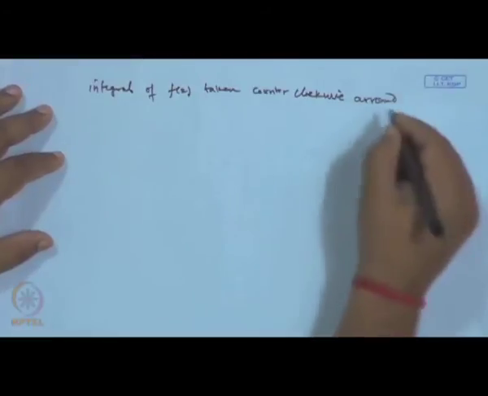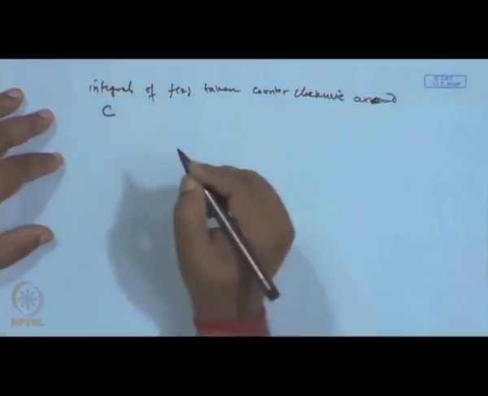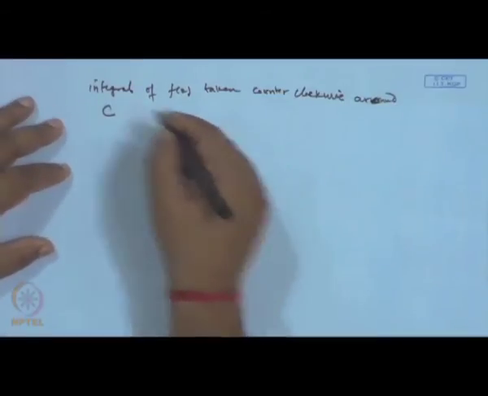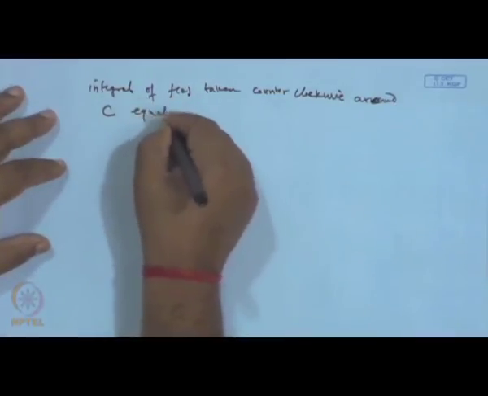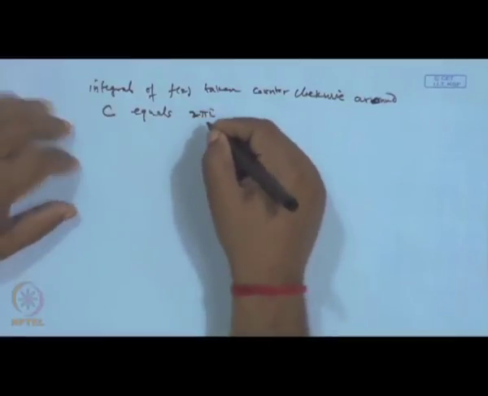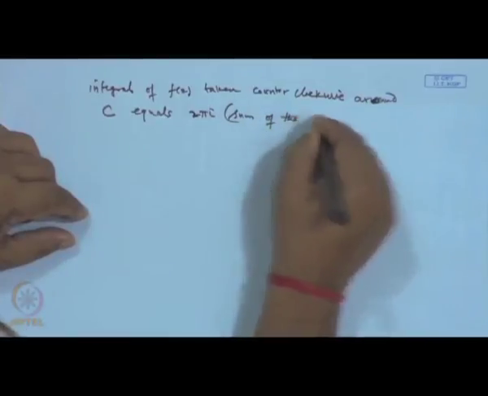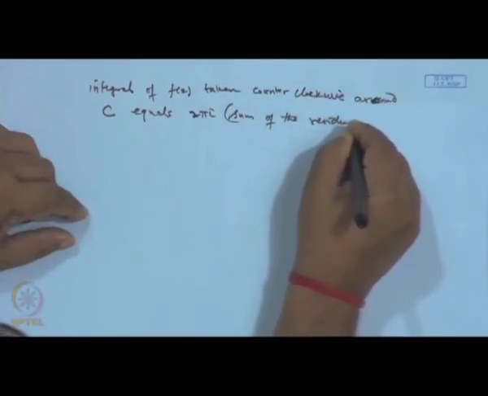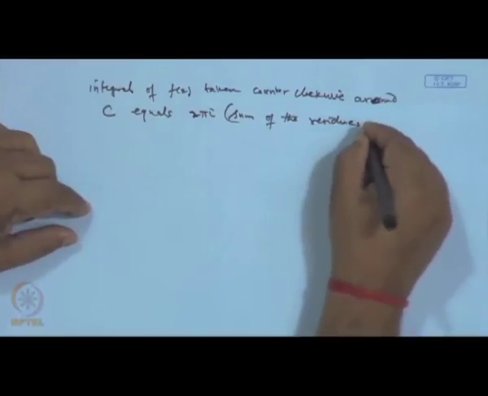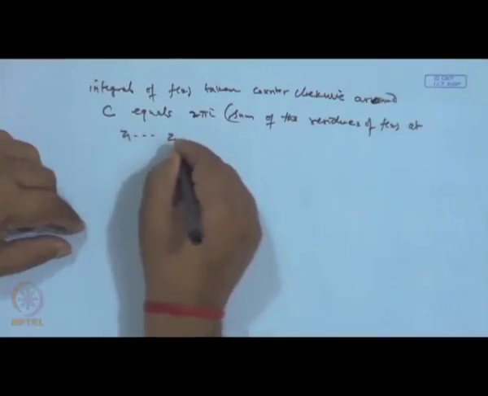counterclockwise along C, equals 2 pi i times the sum of the residues of f(z) at these points z1, z2, ..., zk.